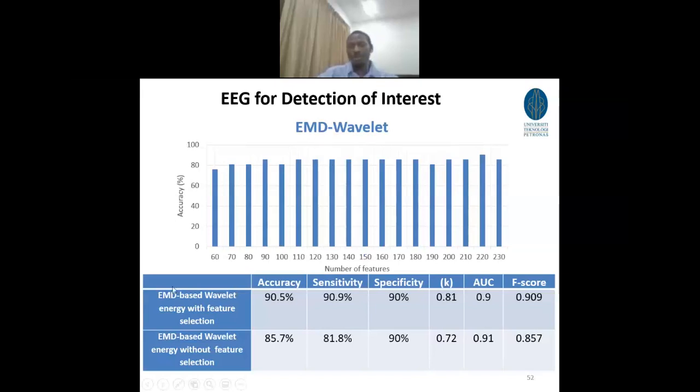So when we combine these two features, the EMD and the wavelet, and we also consider feature selection, that means how many features you are taking, this is what we obtained. The best result was obtained for EMD wavelet energy with feature selection. This is 90.5%. That was the highest obtained for this data set.